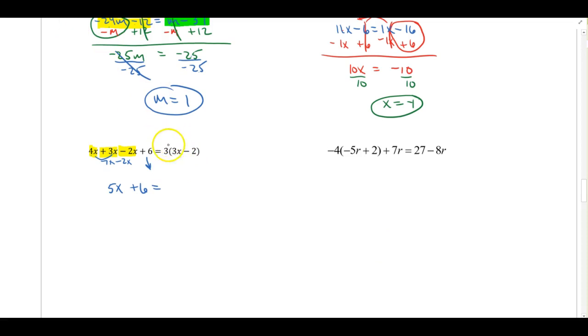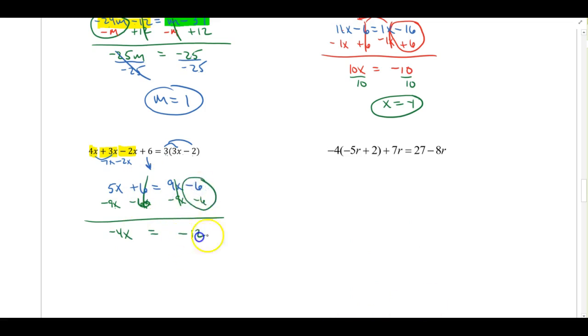On the right side, I have to distribute. 3 times 3x is going to give me 9x. 3 times negative 2 is minus 6. Now I have no more distributing or combining like terms, so variables to the left, constants to the right. So subtract 9x. 6 is positive, so I'm going to subtract it. Oh, it's just 6. And 5x minus 9x is negative 4x. 6 is eliminated equals 9x is eliminated, and negative 6 minus 6 is negative 12.